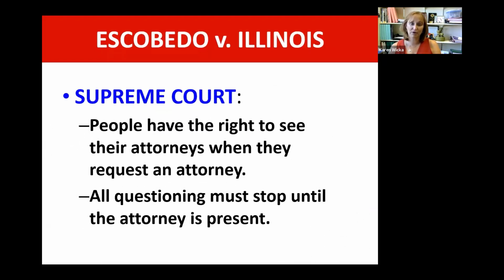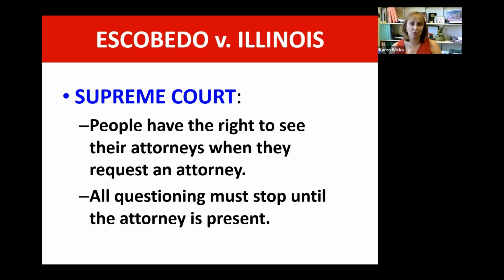This is a landmark case, Escobedo versus Illinois. What happened is Escobedo was accused of killing somebody. They brought him in and questioned him. He didn't tell them anything, so they let him go. A while later, they arrested him again. This time his family called his lawyer, and his lawyer showed up at the police station and said, I want to see my client. The lawyer was refused. The police would not allow the lawyer in. At the time, they were just badgering Escobedo, and he finally confessed.